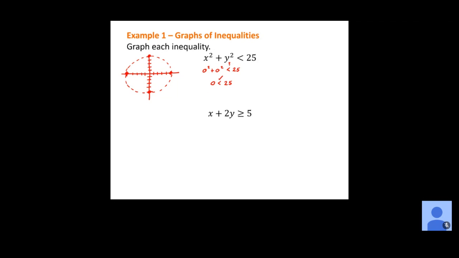This is a true statement, which means that we want to shade everything towards the point 0, 0. Well, that's the origin, so that means we're shading everything inside of our circle this time. We're going to have this dashed circle, radius of 5. And everything inside that circle now is going to be shaded. Now, if instead we had gotten a false statement when we plugged in that value, then we would actually shade everything away from 0, 0, meaning we would have shaded everything outside of the circle instead.